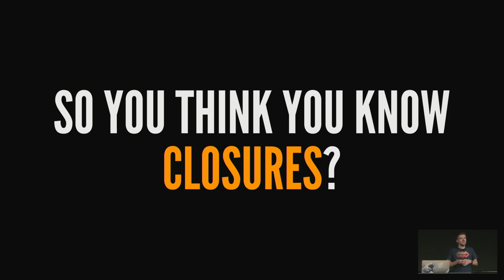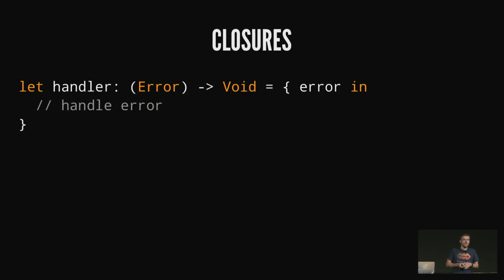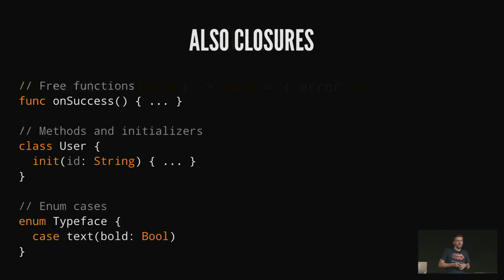I mentioned that closures are another example of a structural type. Let's talk about closures for a bit. So you've all seen closures before. They're kind of backwards functions where the parameters go after the curly brace. This is the typical syntax you might use to declare a closure. What you may not realize is that all of these things are also closures. Regular functions are closures, methods are closures, initializers are closures, and even enum cases are also closures.